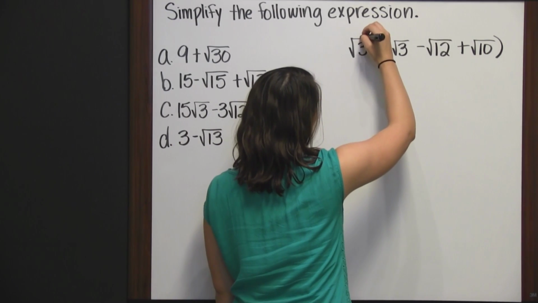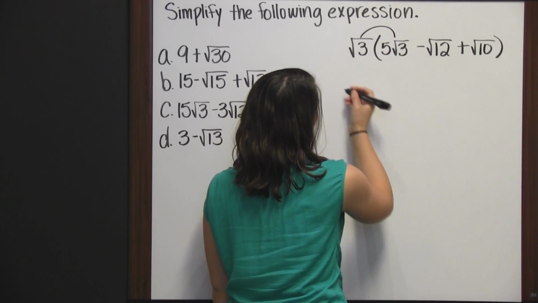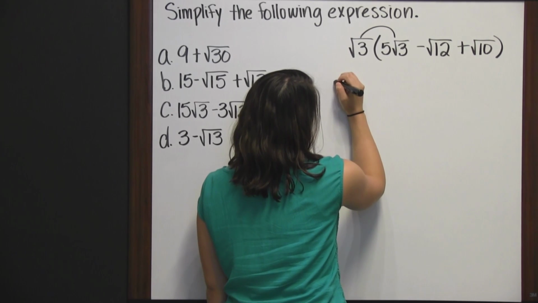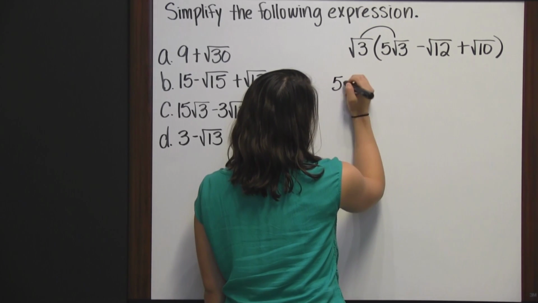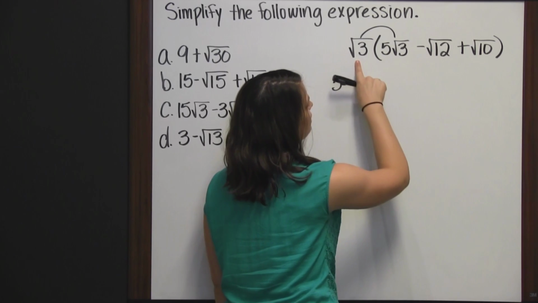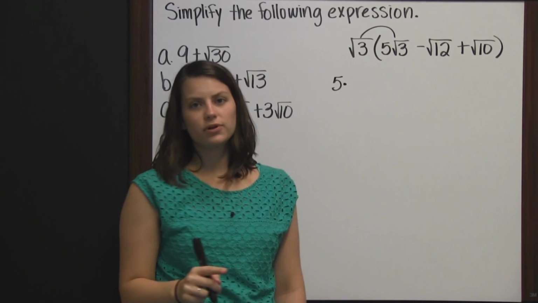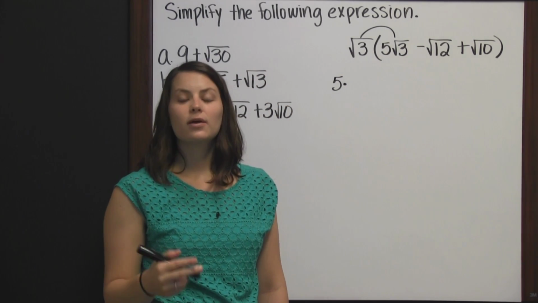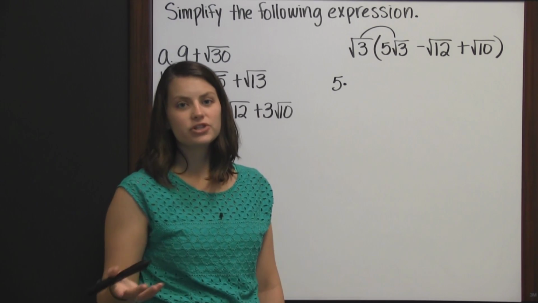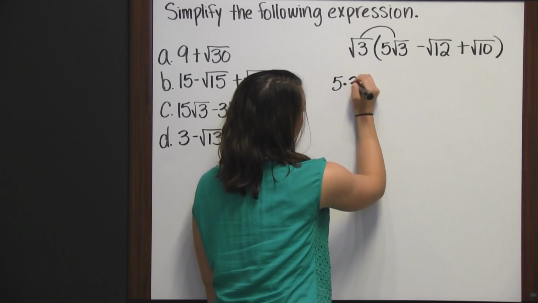So I'll start by multiplying the square root of 3 times 5 square roots of 3. So that's 5 times, and then the square root of 3 times the square root of 3 is the square root of 9, which is 3. So that's 5 times 3.